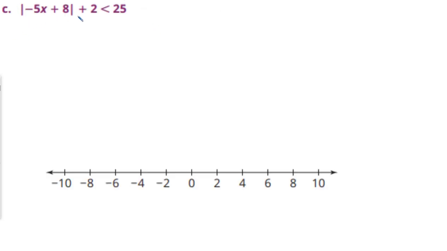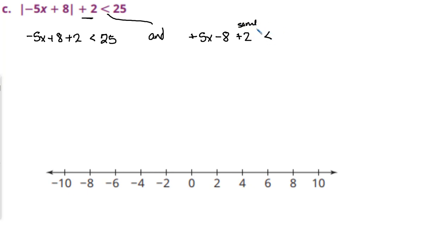This one's very similar, except we now have things on the outside. But if we keep in mind what Bob was talking about, where we say, okay, everything on the inside stays the same. And it's less than, so that means it's an "and." Change our signs on the inside, so plus 5x minus 8. And then the plus 2 stays the same. And the inequality stays the same. And the 25 stays the same. Those two we change.